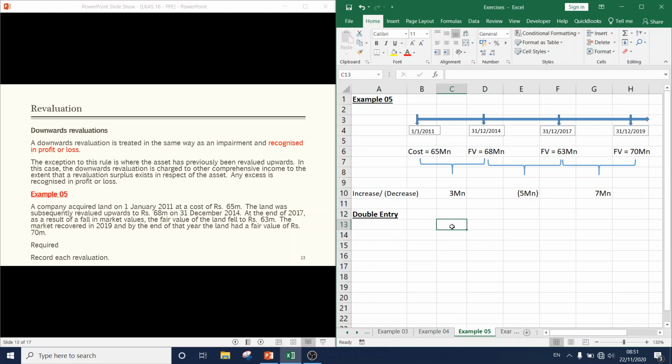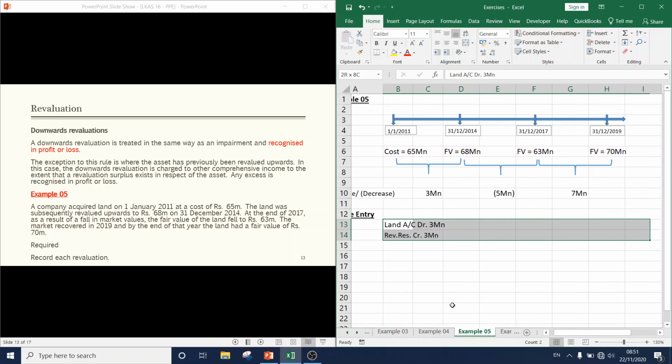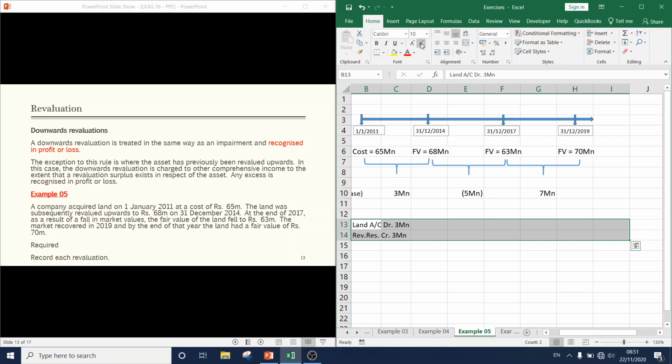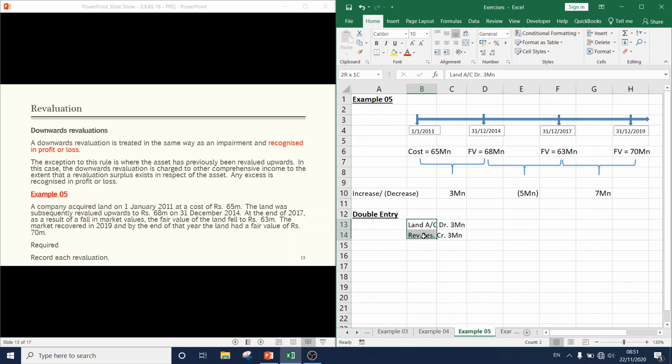So we need to pass the double entries here. This 3 million is an upward revaluation. Therefore, land account we need to debit 3 million, and we are to credit revaluation reserve account 3 million. This is the double entry we need to pass.